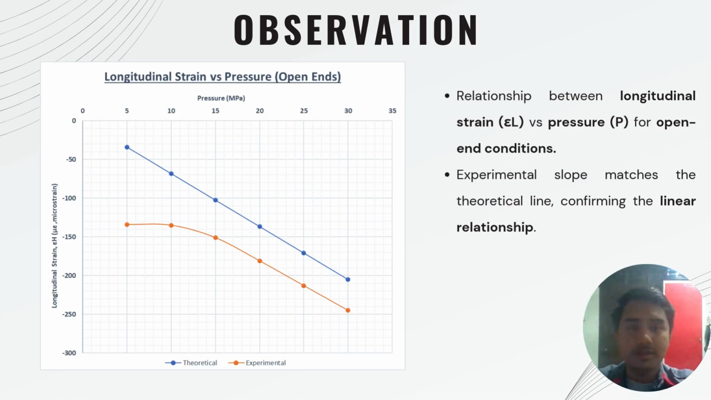Next, this is a graph of longitudinal strain versus pressure for the open-end condition. We see that the slope is negative due to the longitudinal strain being a negative value, resulting in the negative slope. But the experimental data closely matches the theoretical line, confirming a linear relationship.